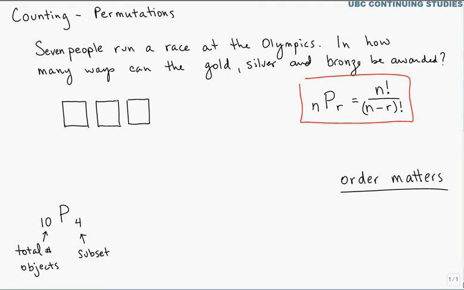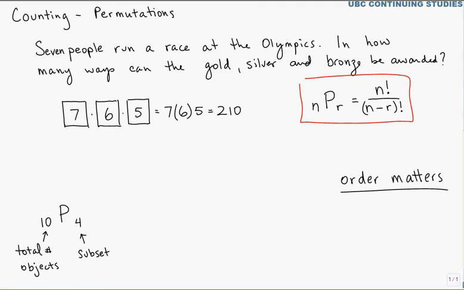So again, let's start with the pigeonhole principle. The first person to cross the line gets the gold medal. There are 7 people running, so there's 7 possibilities there. Now, once somebody has crossed the line, there are now only 6 runners, and there are therefore 6 people left who could take the silver. And finally, once 2 people have crossed the line, there are 5 people left. So we end up with 7 times 6 times 5, which is 210.